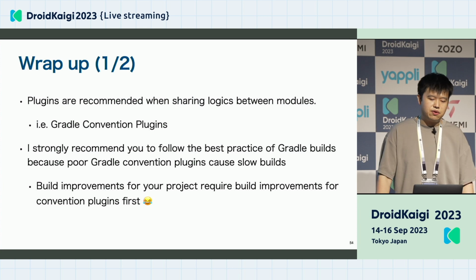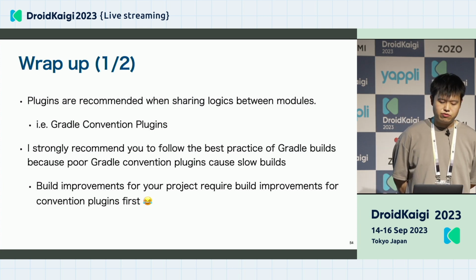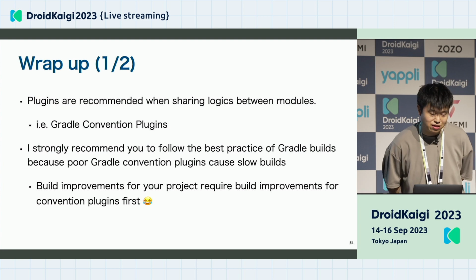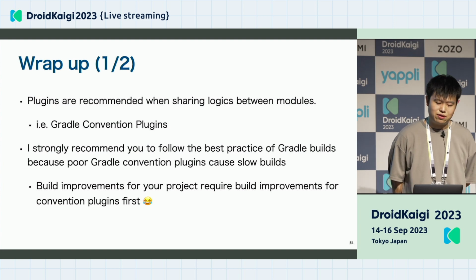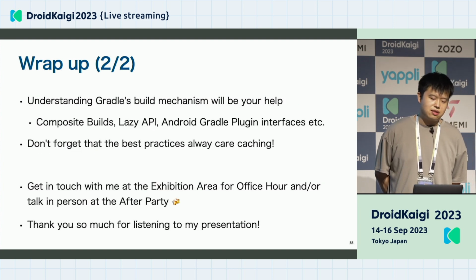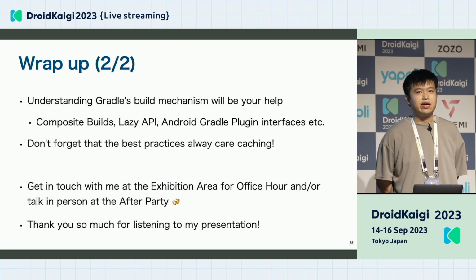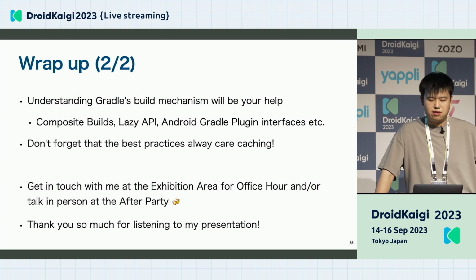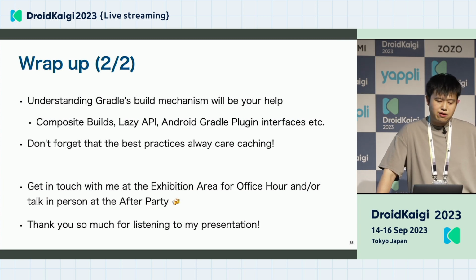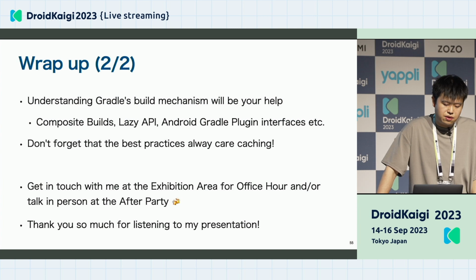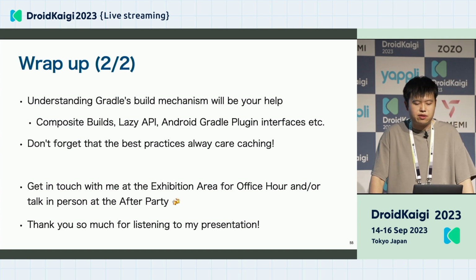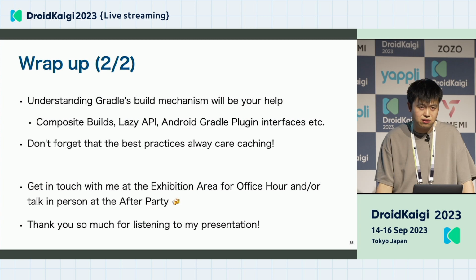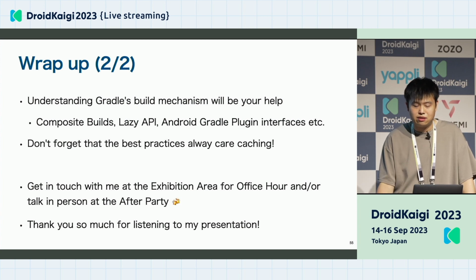If you would like to improve the build performance of your project when using convention plugins, then please create and improve your convention plugins. And understanding Gradle's build mechanism will help, I believe. They are, for example, composite builds, lazy API, Android Gradle Plugin APIs also, and the build lifecycle. And also, you should not forget that the best practice is to handle caches a lot. Cache is all you need.